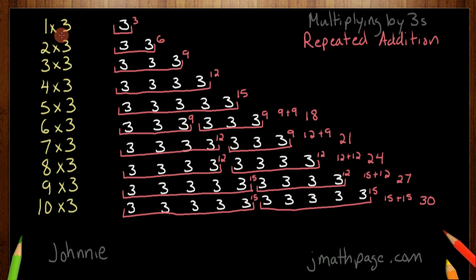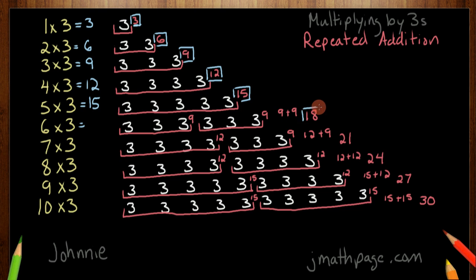When I think about 1 times 3, I know that it's the same as 3. So 1 times 3 is 3. 2 times 3 equals, well, I can see here it equals 6. 3 times 3 equals, look here, it equals 9. 4 times 3 equals, I see that 4 times 3 equals 12. 5 times 3, and that's going to equal, let's see what it is, it's 15. 6 times 3 equals 18.